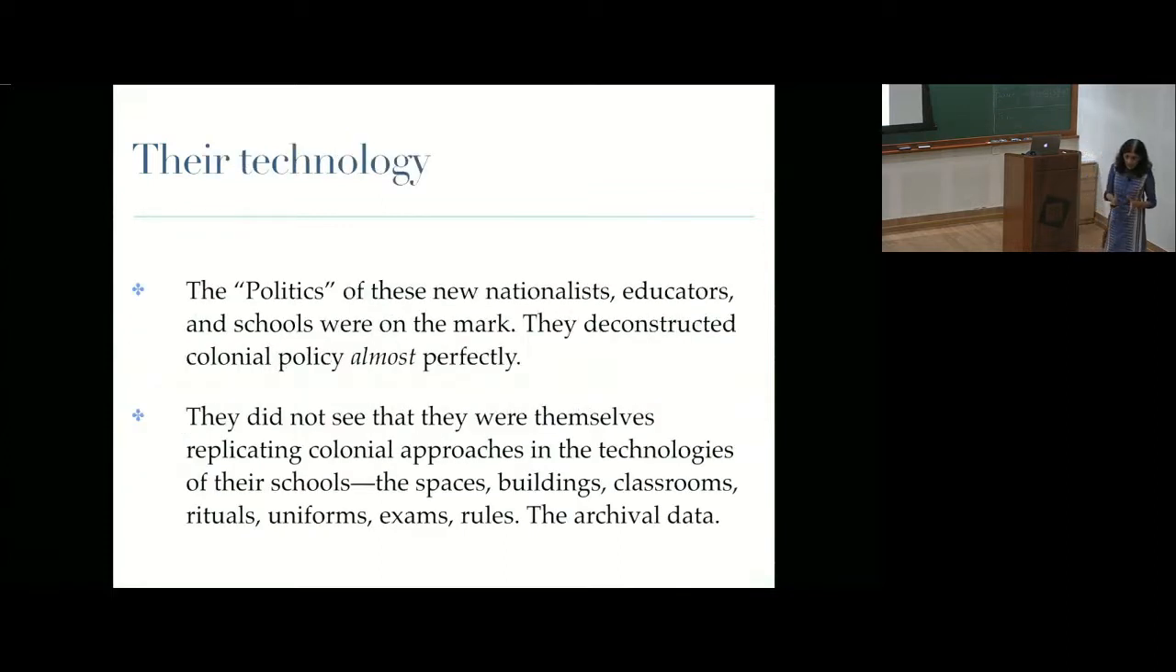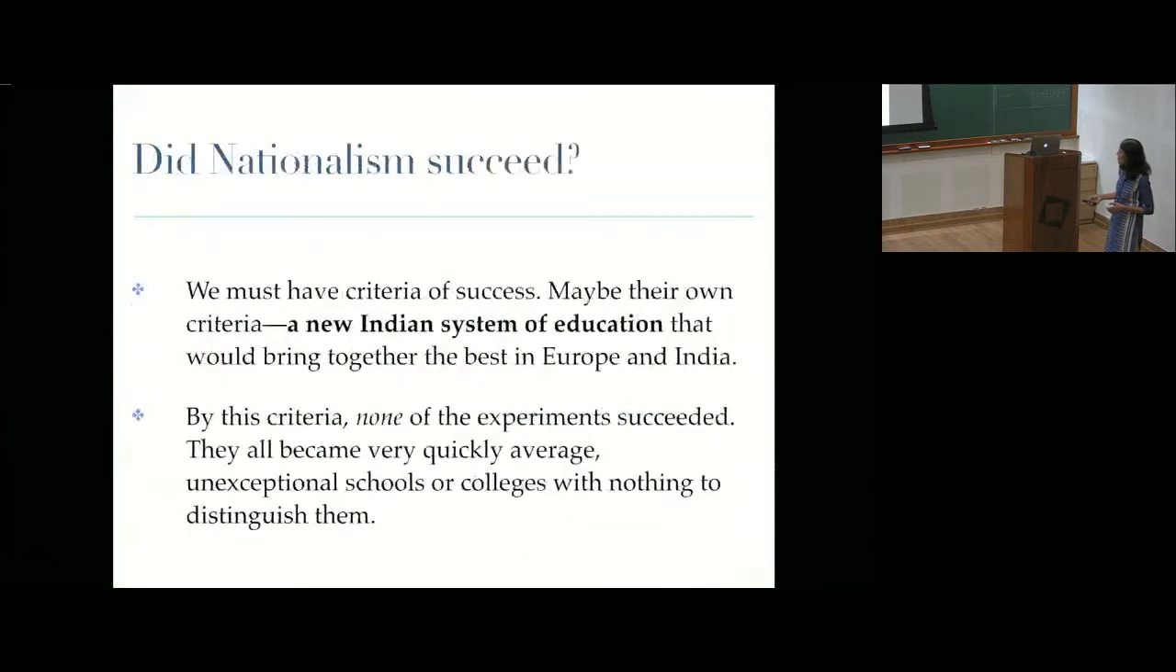Why did they fail? Because I'm going to claim that these people failed. How do you judge failure? If you use a certain criterion of success, which is their criterion, that they want to have a new Indian system of education that would bring together the best in Europe and India, by this criterion, none of them succeeded. Because today, those that exist are just average, run-of-the-mill, completely unremarkable institutions. And of course, some vanished or some became worse than this even.